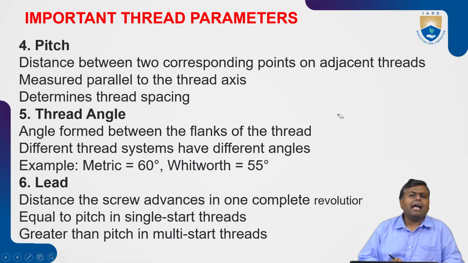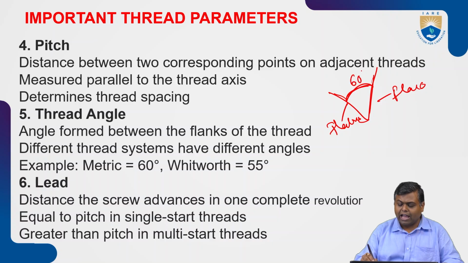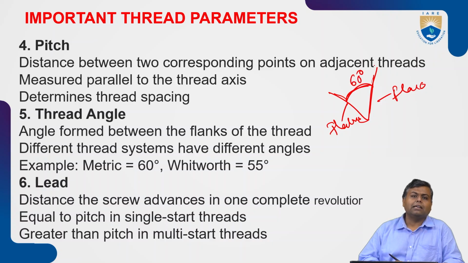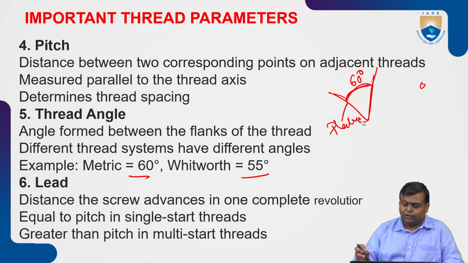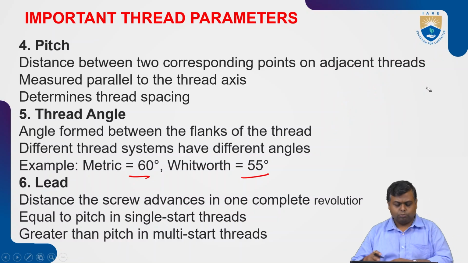The next is thread angle. This is the angle between two flank faces of the thread. This is one flank face and this is the other flank face. The angle formed between these two flank faces is called the thread angle. For example, we have metric 60, Whitworth 55. So this is how the angles are measured in the screw.